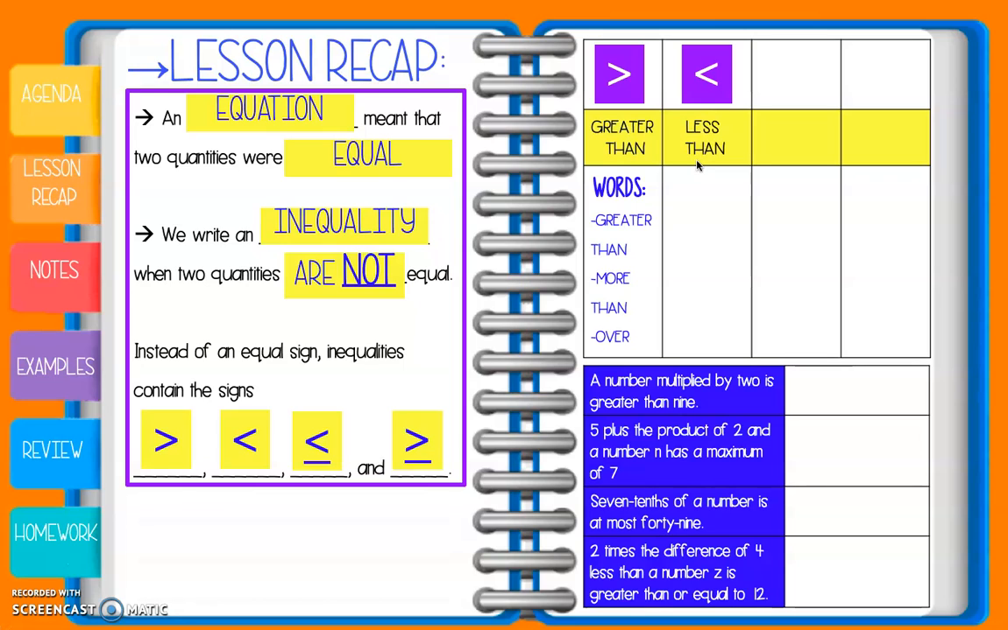Some words that are going to tell us to put in the less than symbol are words like less than, fewer than, or under, okay? If our classroom can only hold under 20 students, we can have 17, we can have 18, we can have 19, we can have any number that is less than 20, okay?